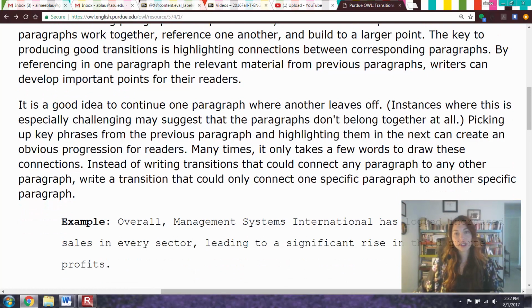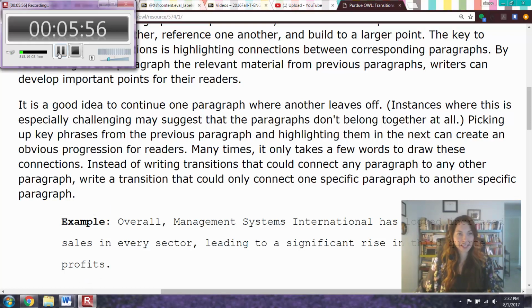And here's the key. Instead of writing transitions that could connect any paragraph to any other paragraph, you have to write a transition that could only connect one paragraph to this specific paragraph. So I can show you examples, I can tell you theoretically how to do it, but you have to write them on your own. So I'm going to pause for a second.